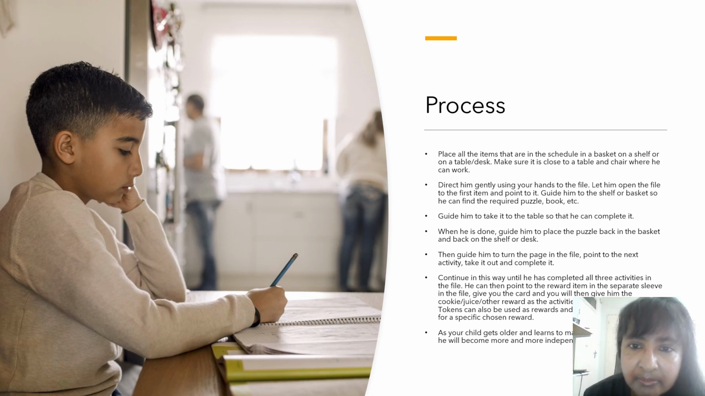Place all the items that are mentioned in the schedule in baskets on a shelf or on a table or desk. Make sure that these items are close to the table or chair where your child is going to work. Direct him gently using your hands to the file. Let him open the file, go to the first item and point to it.